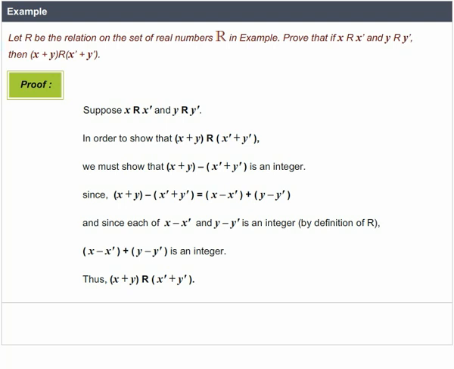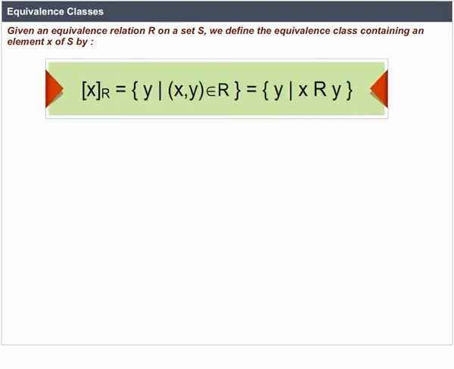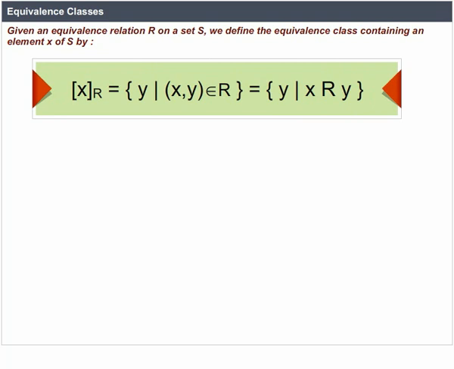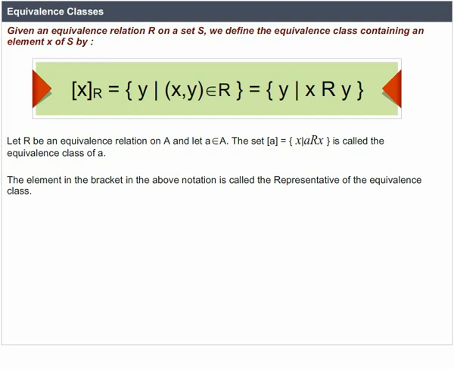Equivalence classes. Given an equivalence relation R on a set S, we define the equivalence class containing an element x of S by [x] equal to {y such that (x, y) belongs to R}, which equals {y such that x is related to y}. Let R be an equivalence relation on A and let a be in A. The set [a] equal to {x such that a is related to x} is called the equivalence class of a. The element in the bracket in the above notation is called the representative of the equivalence class.